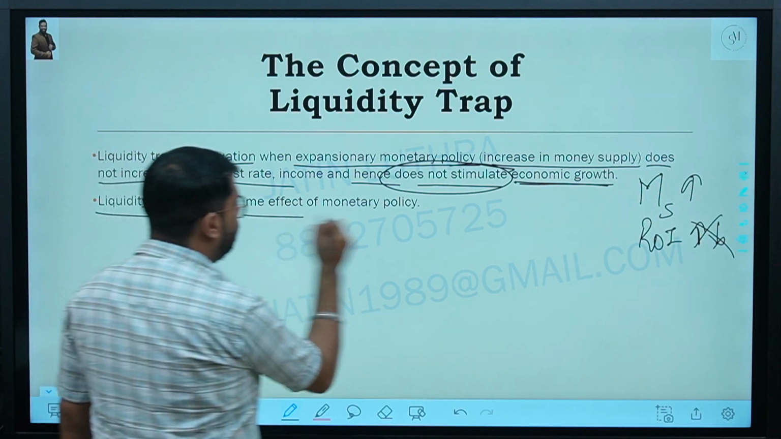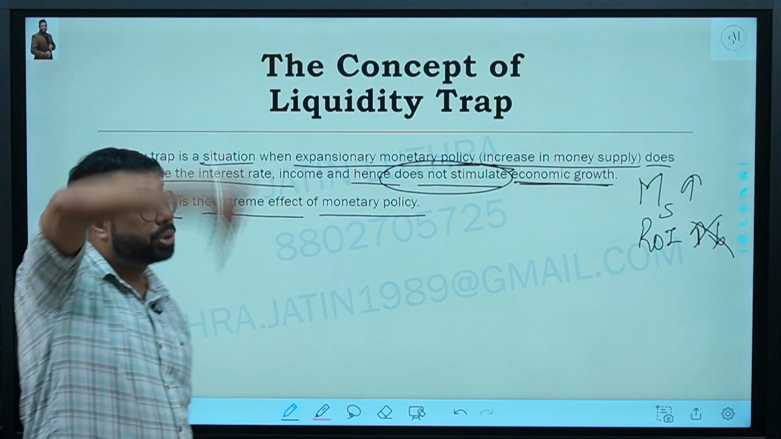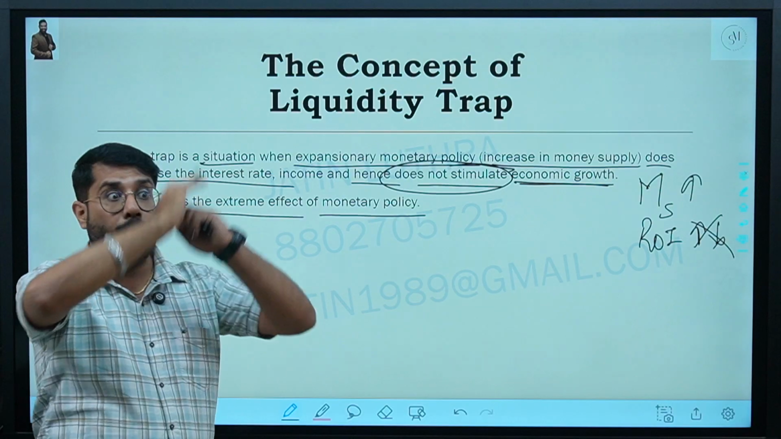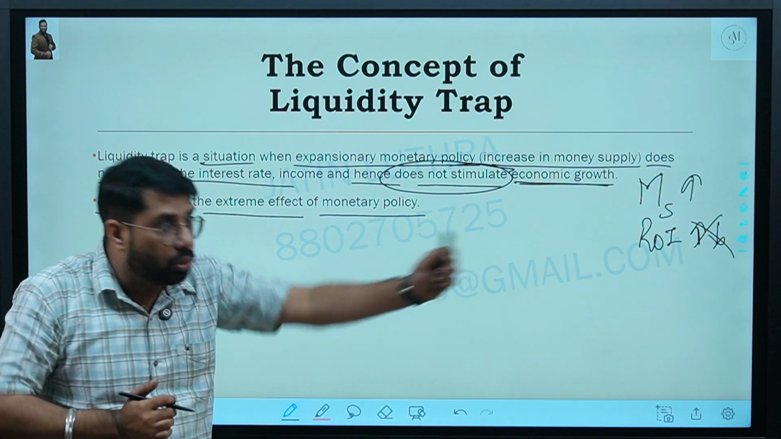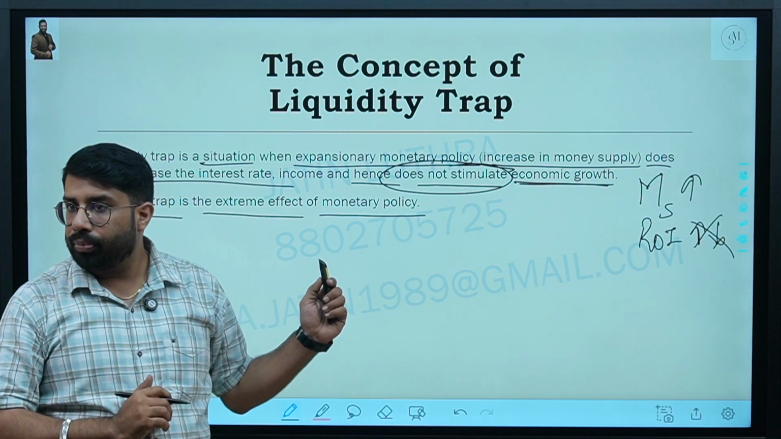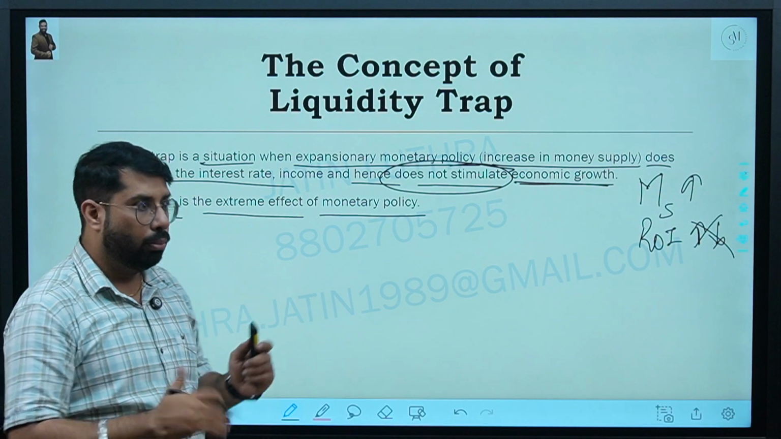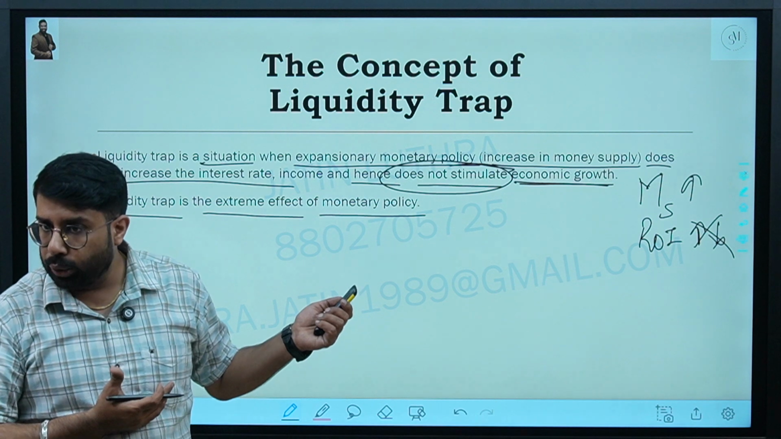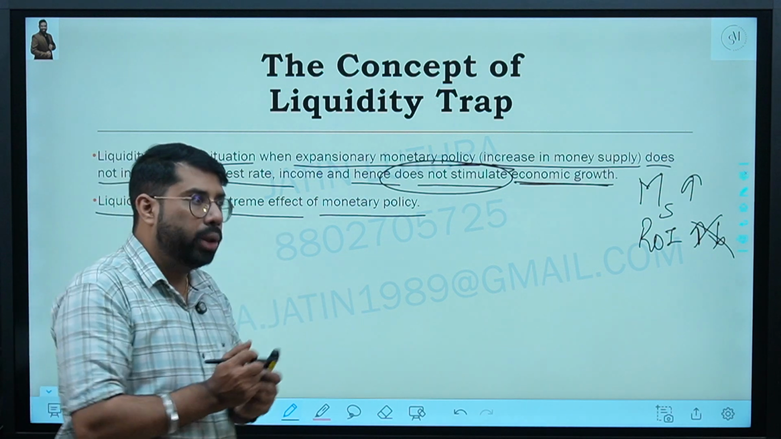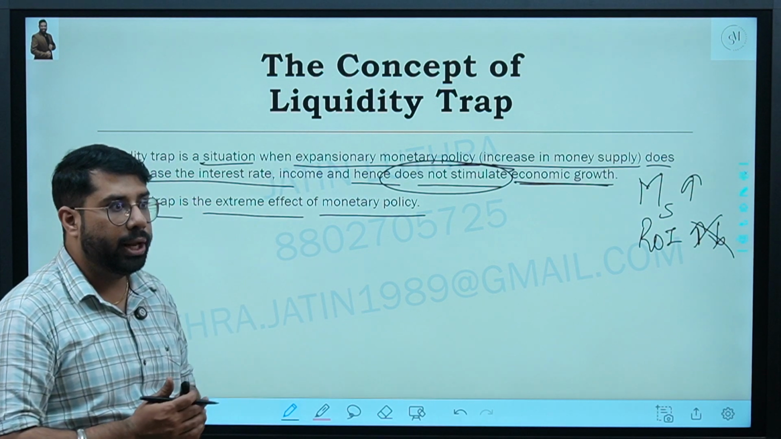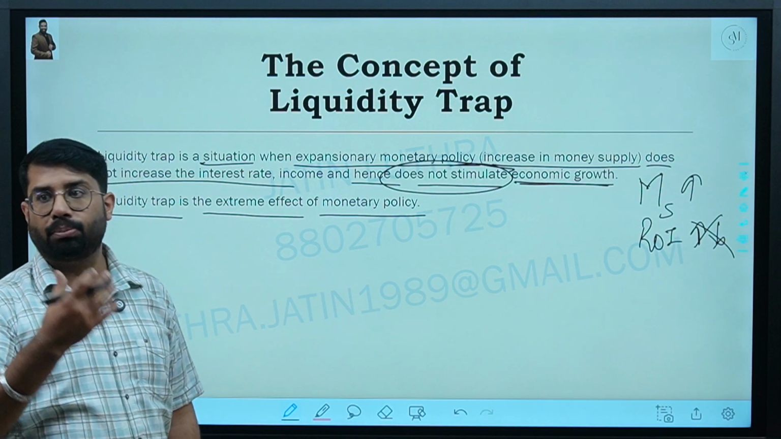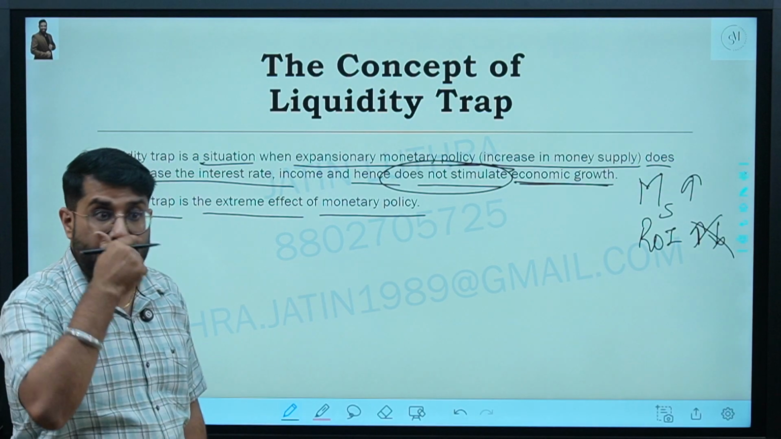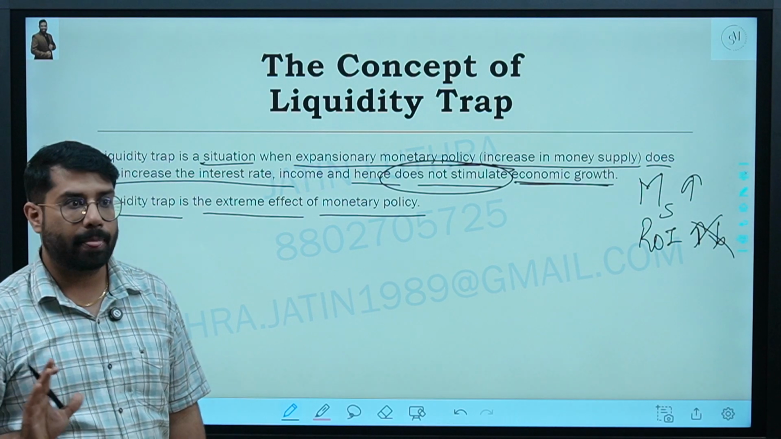Liquidity trap is the extreme effect of monetary policy. It is the extreme effect. I mean, this will be like when everything will come to an end. That is the extreme corner of monetary policy. Although the authorities will never allow monetary policy to behave this way. The authorities will control all the things before the economy falls into the liquidity trap. But it is very important for us to understand that this could happen. This is a possible situation. Are we clear?